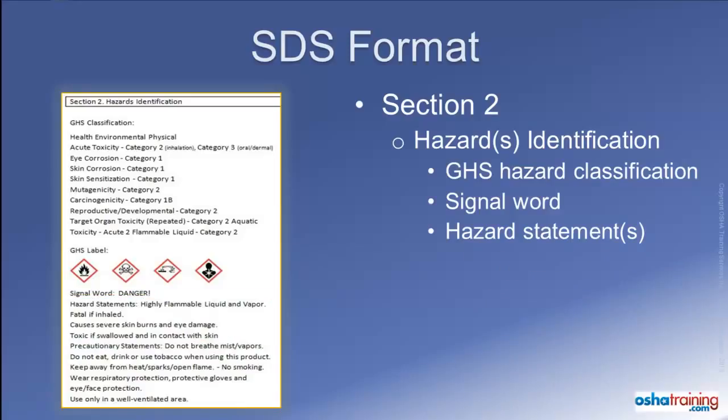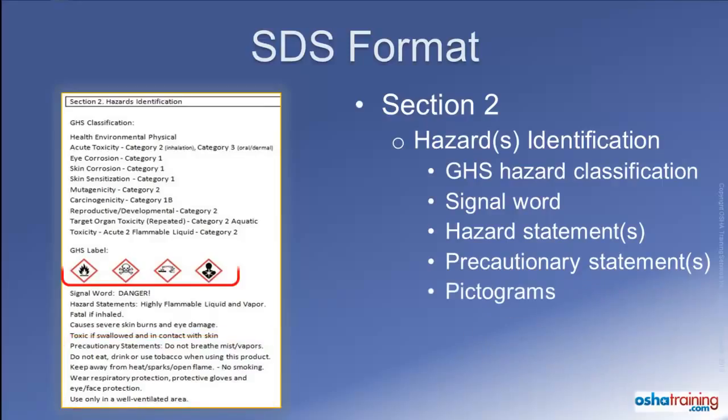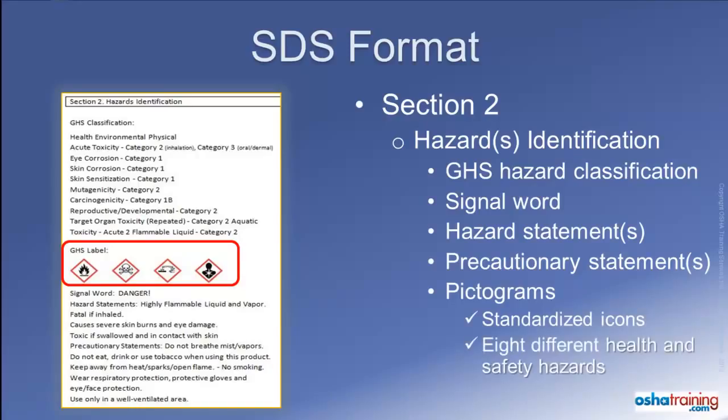Section 2 of the safety data sheet also displays applicable precautionary statements. These are also standardized in the GHS system and in general convey information about how to prevent or lessen exposure to the hazards of a product. And something fairly new to us here in the United States are pictograms. Pictograms are standardized icons that let workers quickly identify the types of hazards associated with the product. There are 8 different pictograms for the health and safety hazards covered in the GHS system.